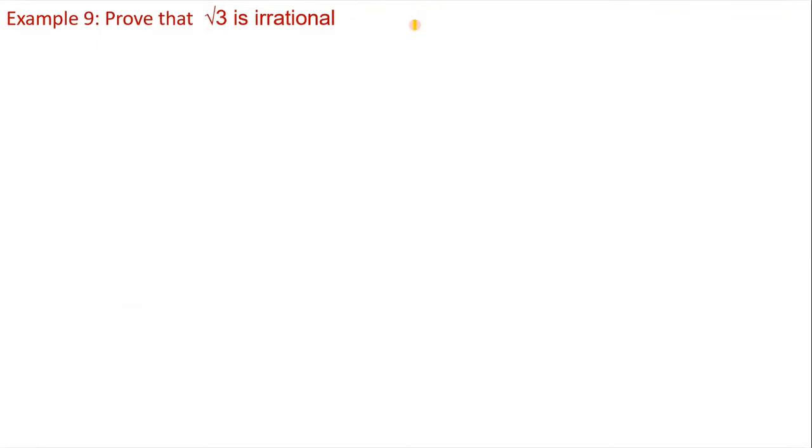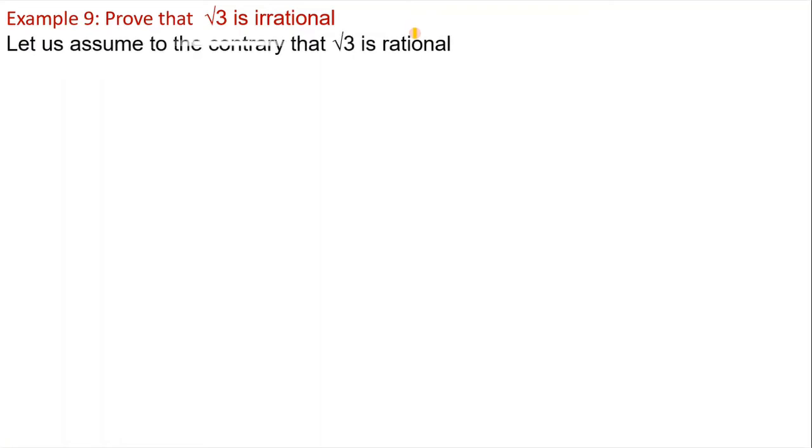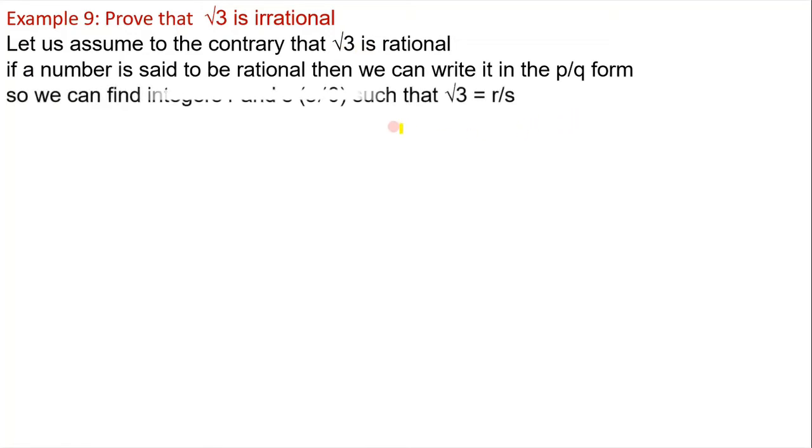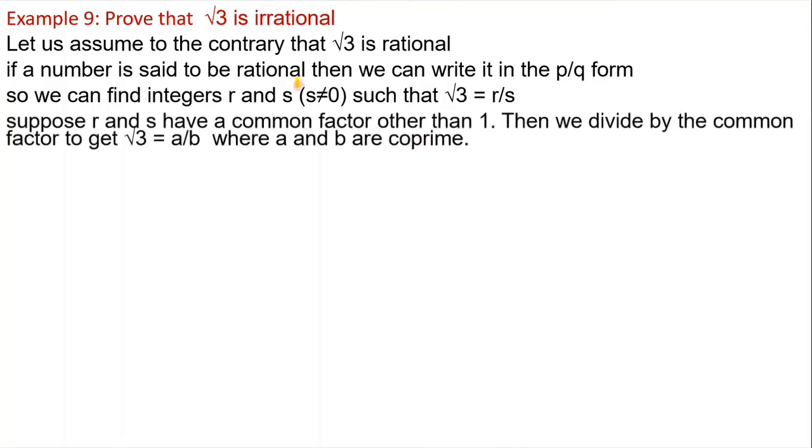Example 9. Prove that root 3 is irrational. Let us assume to the contrary that root 3 is a rational number. If a number is a rational number, we can write it in the form of p by q. So, I can write root 3 is equal to r by s, where s is not equal to 0. If there are any common factors other than 1 for r and s, then we divide r and s by those common factors. Then we get root 3 is equal to a by b, where a and b are co-primes.